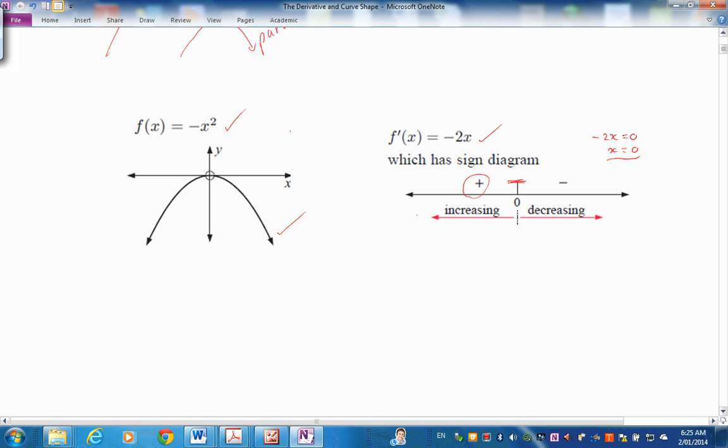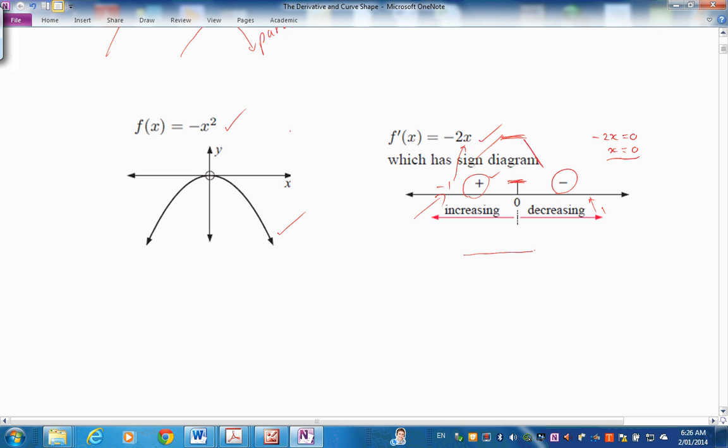Sub in a value from this region. Let's sub in neg 1 in here. Neg 2 times neg 1 is positive. And over here, if we subbed in plus 1, neg 2 times plus 1 is negative. So what's happening? We have positive slopes. Positive slopes go that way on the Cartesian plane. There's a flattening and then there's a negative slope.